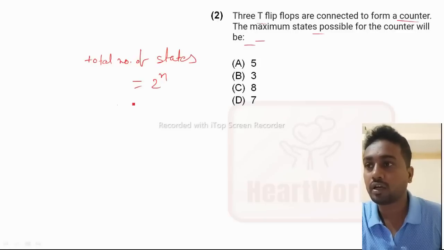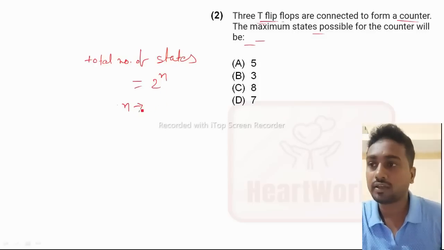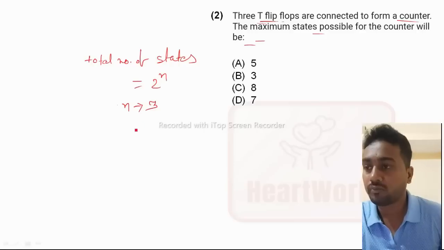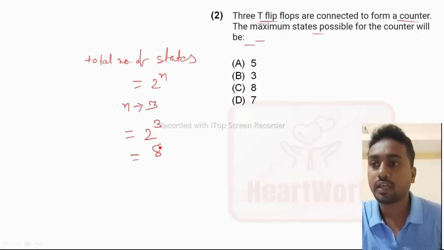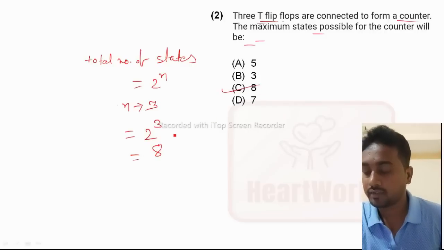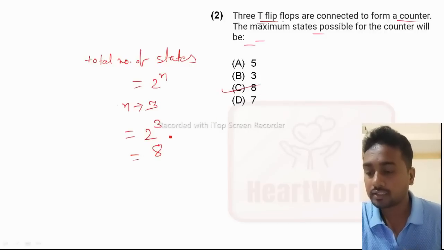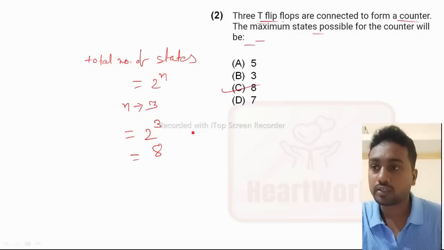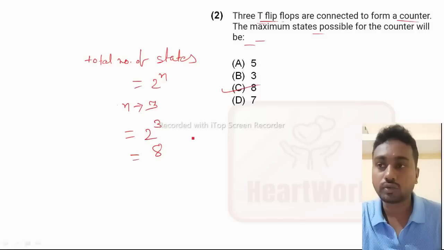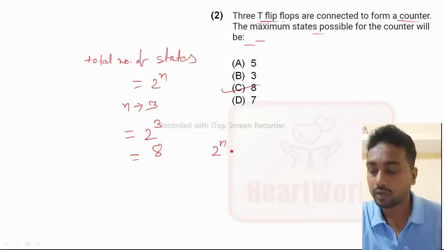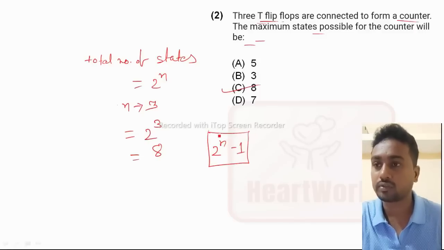So here how much is n given? Here 3 T flip-flops, so the number of flip-flops given is 3. So it is equal to 2 to the power 3, that is equal to 8. So the maximum states possible for the counter will be 8. Option C is the right answer. Okay. Sometimes they may ask the largest number that can be stored in a counter. Sometimes the question will come as the largest number any counter can store. It is 2 to the power n minus 1. Remember this one also.